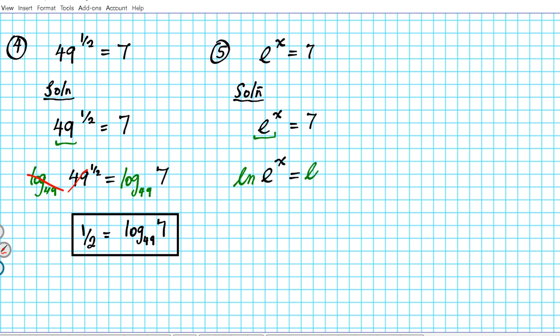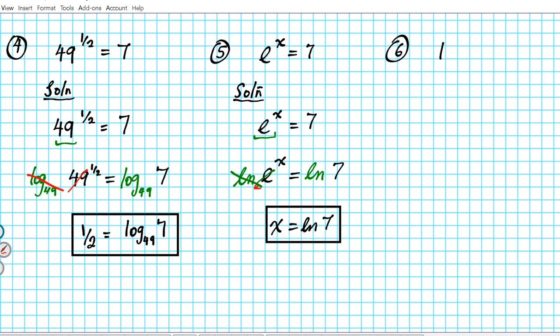The natural log and e cancel each other because there's an invisible e right here for the natural log. So keep that in mind. These two take each other out, and you're left with x is equal to the natural log of 7 as the equivalent logarithmic form of the original exponential equation, e to the x equals 7. All right, let's take a look at number 6.